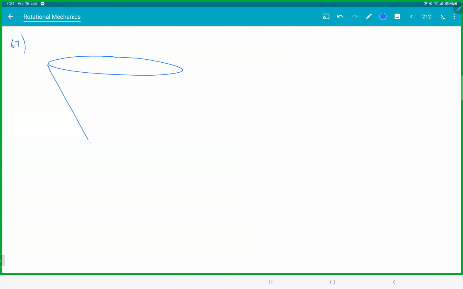We have a conical smooth bowl like this. Height of the bowl is h. The upper radius is r. The lower radius is a. Gravity is there. This is a smooth conical bowl.